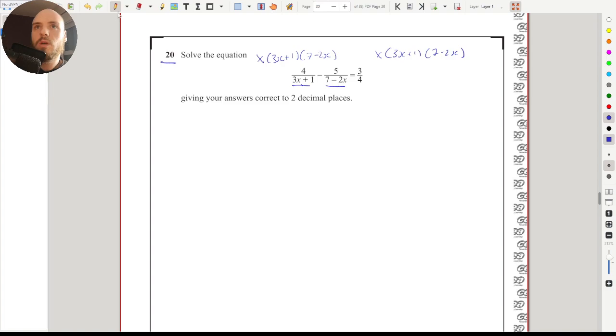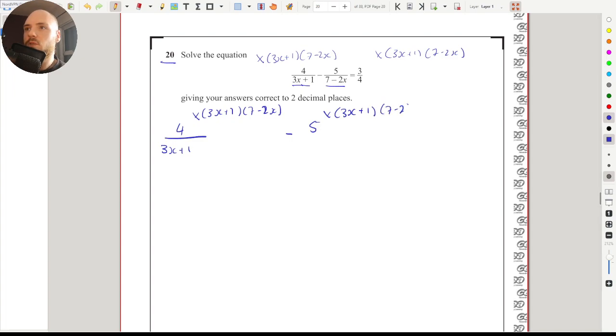I'm actually going to increase the thickness of my line. There we go. So that's right here. So 4, 3x plus 1. Remember, each part of our equation is going to get multiplied by these two brackets. I'm going to give us some space in between, because then it allows me to write it again up top: 3x plus 1, 7 minus 2x. If you wonder why I haven't got it underneath, just being lazy.